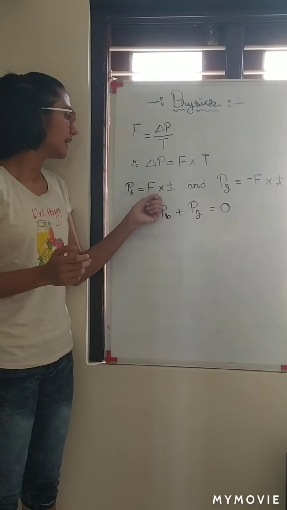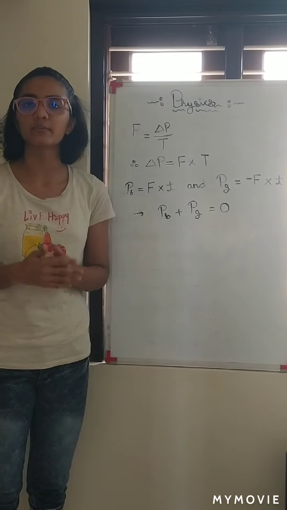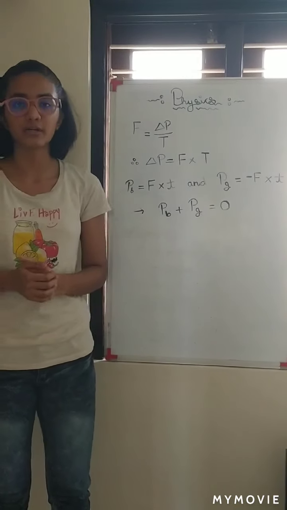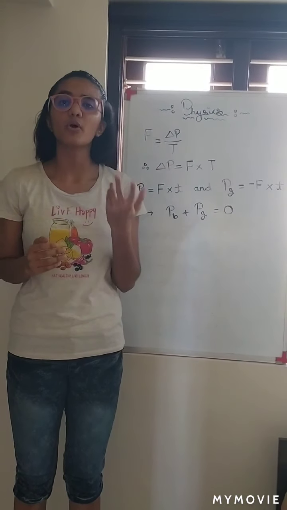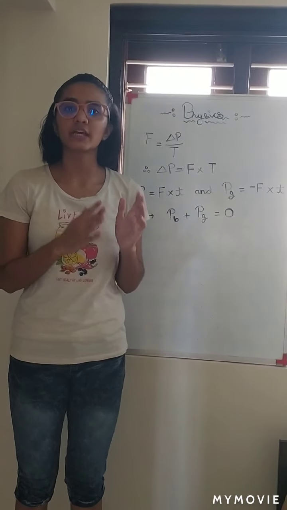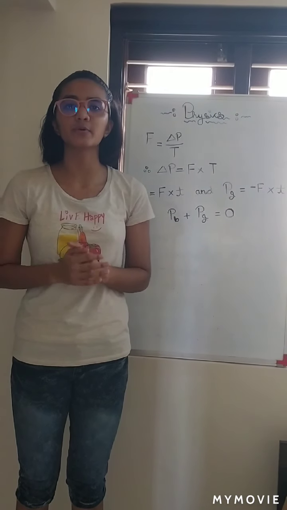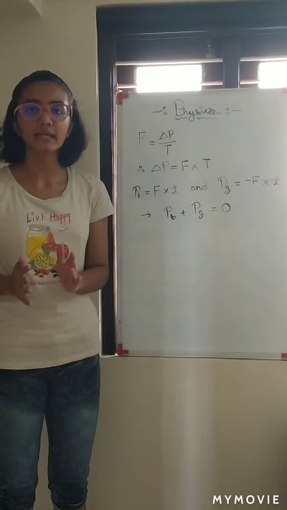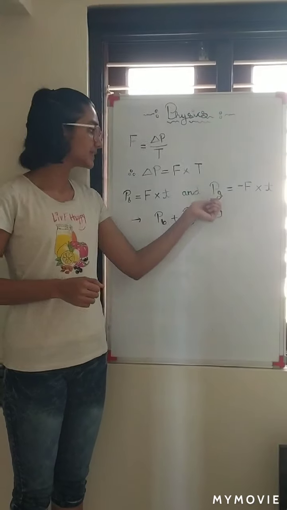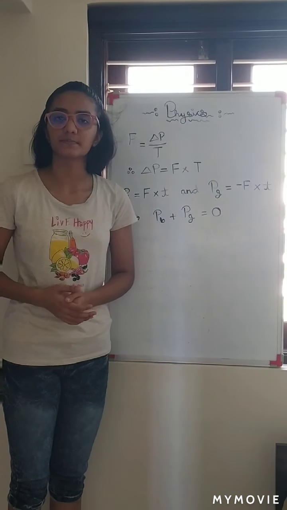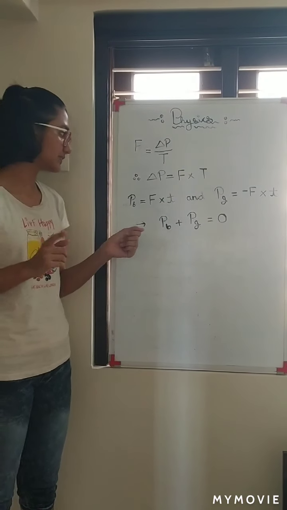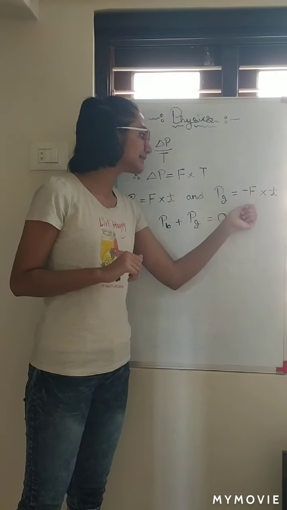This means that F × t is the change in momentum of the bullet and minus F × t is the change in momentum of the gun. Since initially both are at rest, the change in momentum equals the final momentum for each. Let PB be the momentum of the bullet after firing and PG the recoil momentum of the gun. Then PB = F × t is our first equation and PG = −F × t is our second equation.